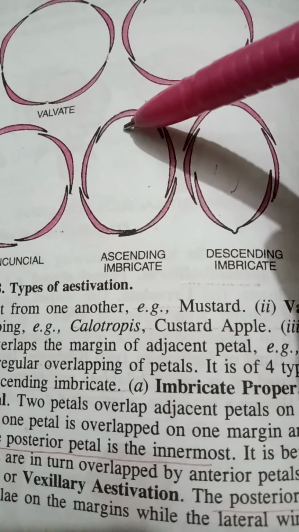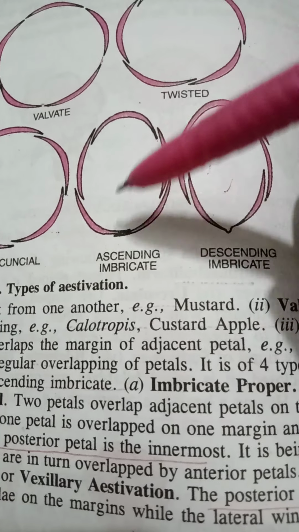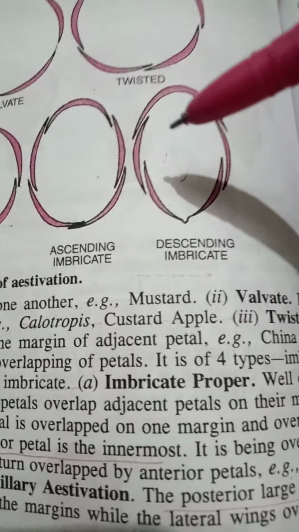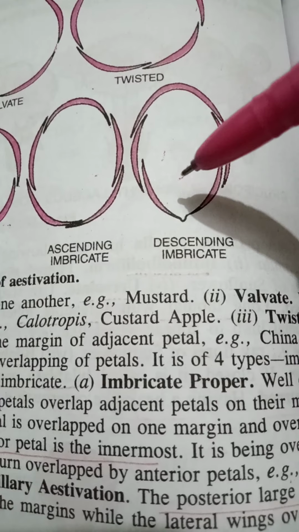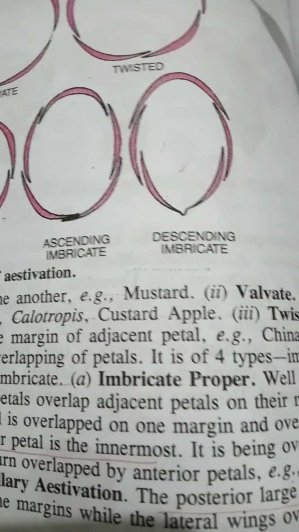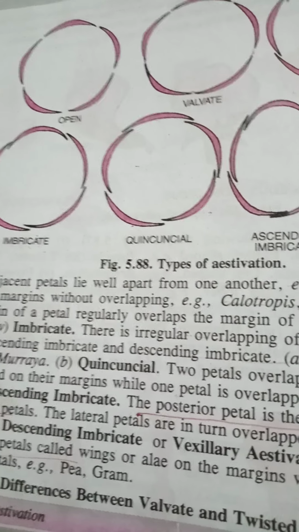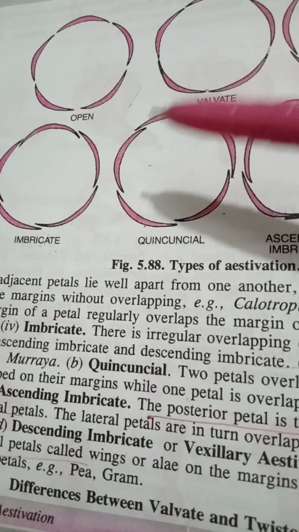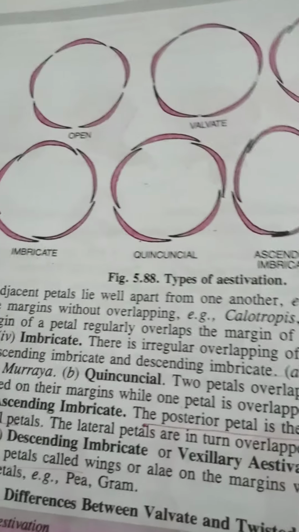Then this is the ascending imbricate type. Here the posterior petal is inside, that's why this is called ascending imbricate. And if the posterior petal, the larger one, is outside, then it is called the descending imbricate. So these are the different types of estivation which we observe in the plants around us. Based on how the floral leaves are arranged, there are different types of estivations.